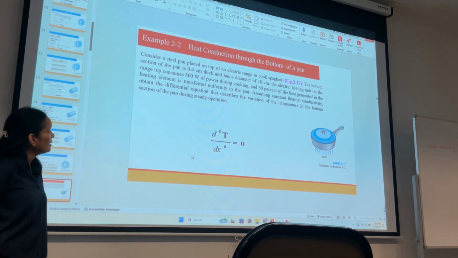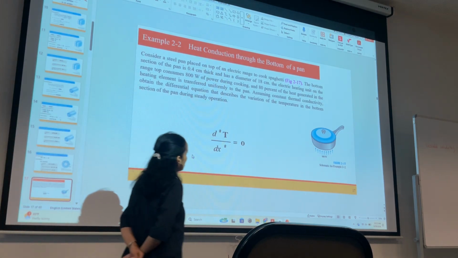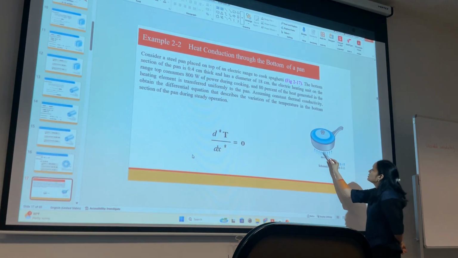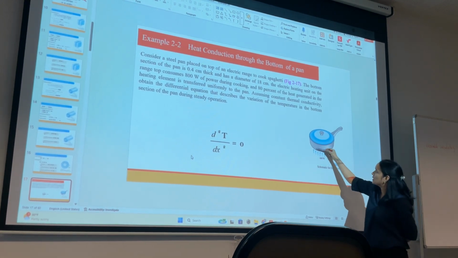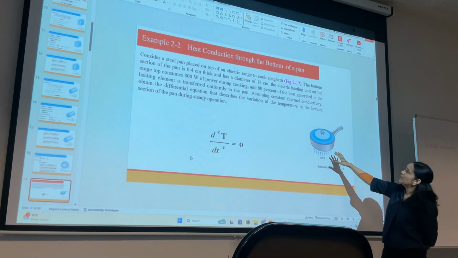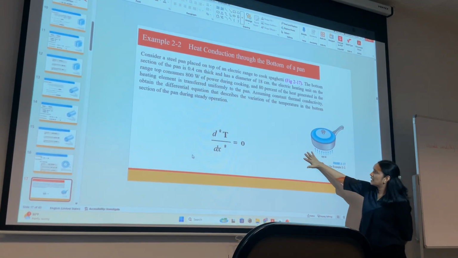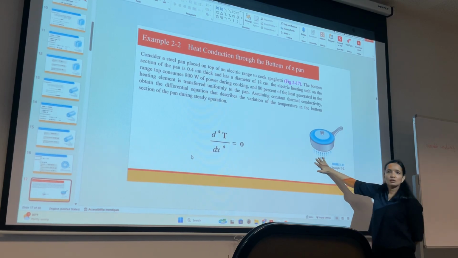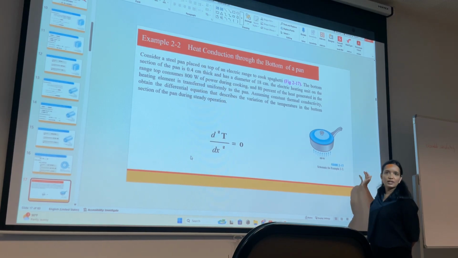Consider a steel pan placed on top of an electric range to cook spaghetti. The bottom section of the pan is 0.4 centimeter thick and has a diameter of 18 centimeter. The diameter is 18 centimeter, thickness is 0.4. The electric heating unit on the range top consumes 800 watt. So this is placed on an oven, okay? And that oven consumes 800 watt of electricity.